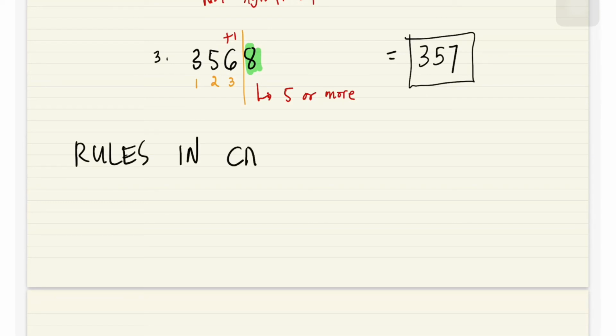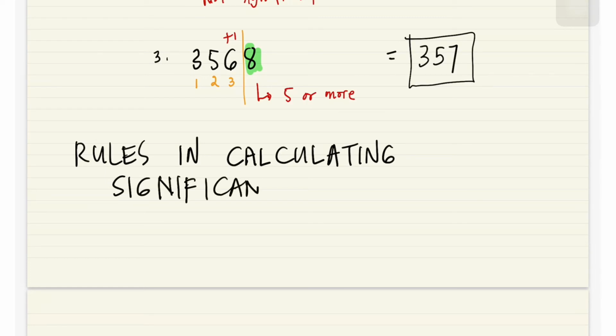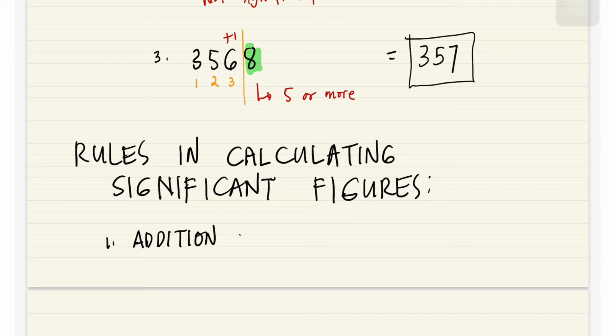In calculating significant figures, the rules. Number 1, if we are going to do addition or subtraction, it means they have the same rule.